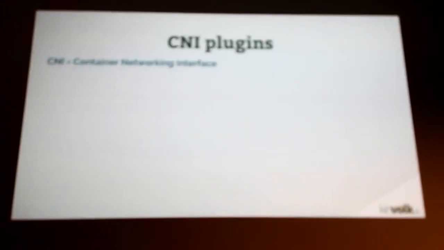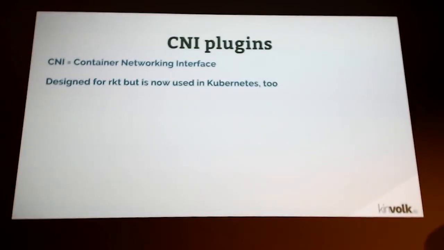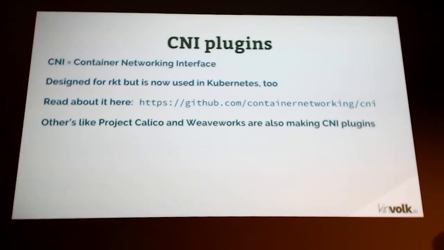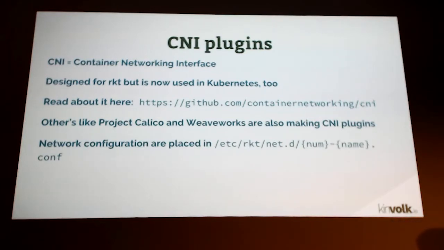Now we're going to look at networking. The networking Rocket uses is a thing called CNI plugins. These stand for Container Network Interface. This was actually developed for Rocket, but now it's being used inside of Kubernetes as their preferred way of making network plugins. If you want to read a lot about it, you can look there. We're just going to gloss over some things and show you some of the default plugins. There are other companies that are now developing plugins for this, like Project Calico, Weaveworks. If we have time, we're going to demonstrate running our own configured bridge network.